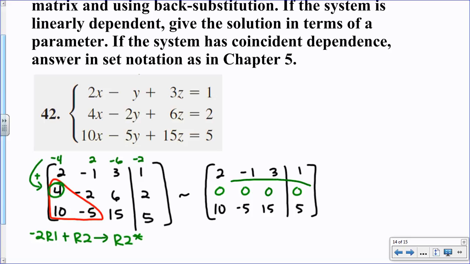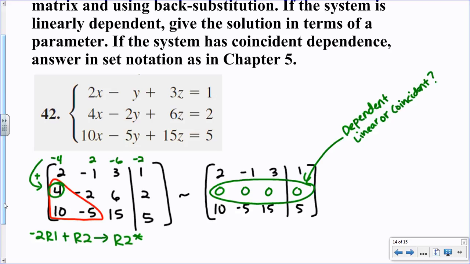So this tells me here that it's dependent, but I don't know if it's linear or coincident. Okay, so I have to check the third one. So I still want to try to get a 0 here. And if I get another row of zeros, it's coincident. If I don't, if I just get the 0 where the 10 is supposed to be, then I have a linear dependent system.